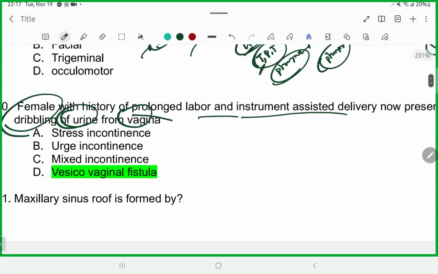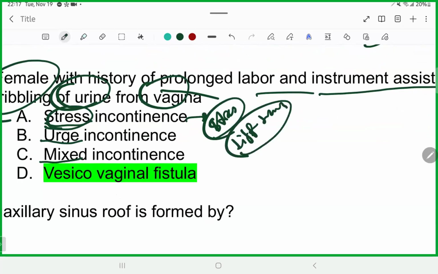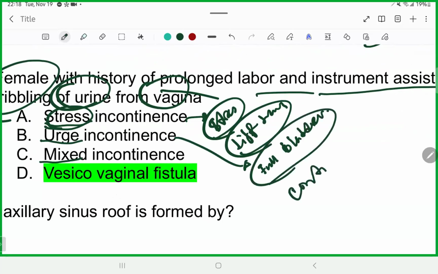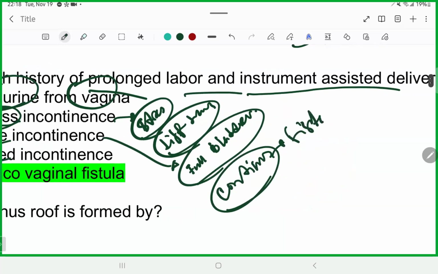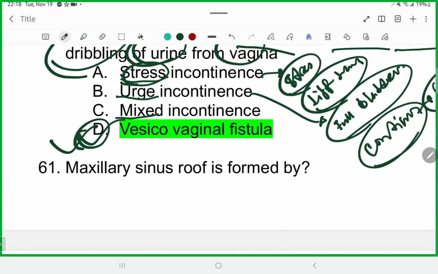Very simple. Stress, urge, mixed. Stress will be during any stress, like when you lift a heavy object. Urge, whenever you have a full bladder and you will have incontinence. But this is continuous. Continuous discharge only comes from a fistula. So that's a vesico-vaginal fistula. No doubt that is a vesico-vaginal fistula.